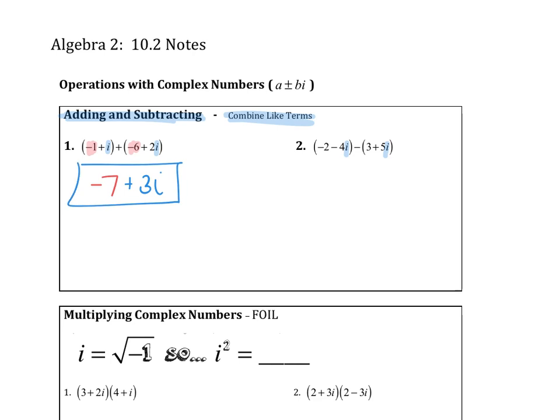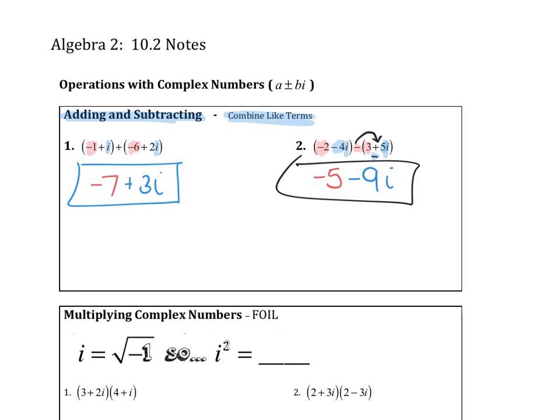Okay? In the second one, we have -2 minus 3, which is -5. And pay attention to here, we've got -4I. And remember, the negative symbol, if it's on the outside of the parentheses, has to come on the inside. So it becomes -4I minus 5I. And -4 minus 5 is -9I. And there's our final answer, -5 minus 9I.